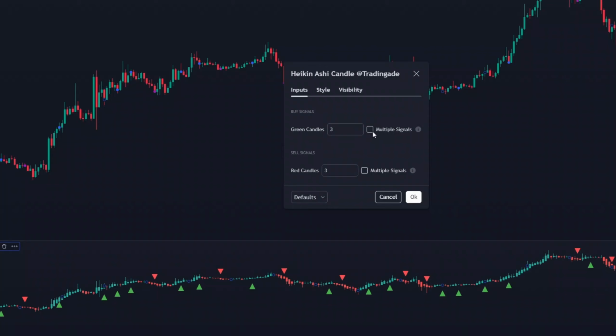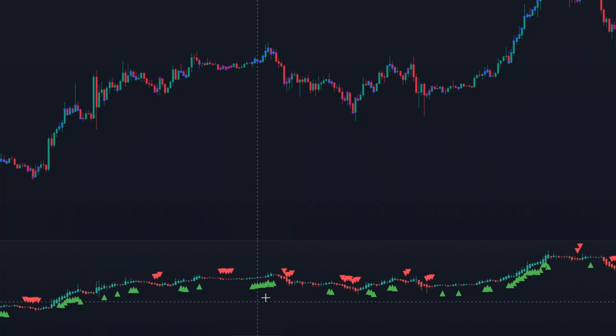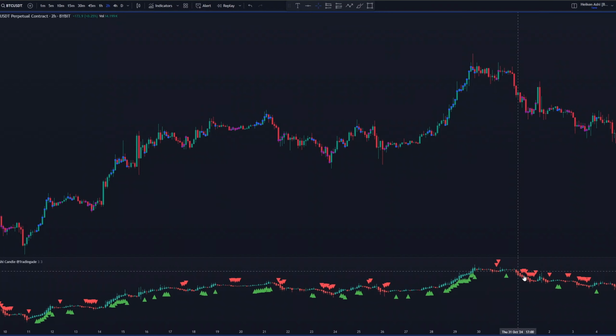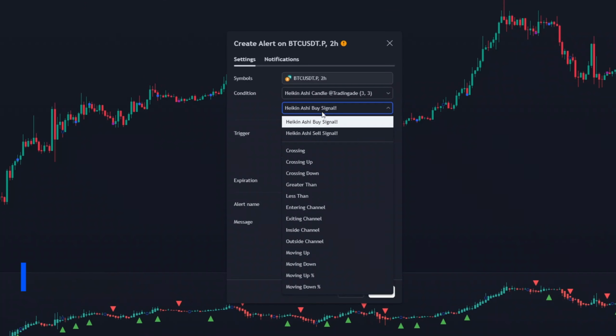There is an option to switch to multiple signals, and as you can see now we have a lot of signals. The indicator continues to generate buy and sell signals until we have an opposite color. Here we have different buy signals because we have more than 3 candles in a row, and then we stop having buy signals whenever we have a red candle. The same is for sell signals. When we have at least 3 red candles, the indicator generates sell signals until we have a green candle. This feature can be pretty useful if we have long trends that we want to follow. We could even set alerts based on buy and sell signals.